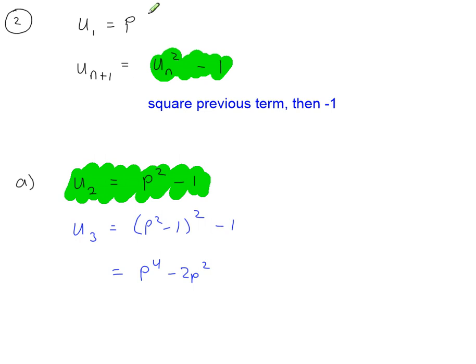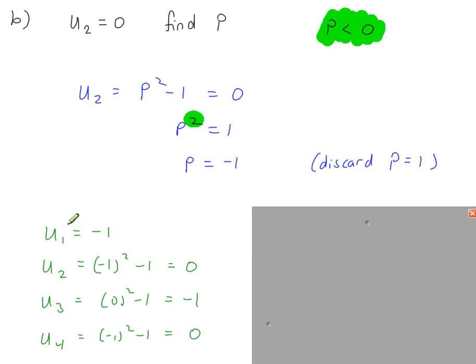So if the first term is p, and we generate the actual terms of this sequence, the first term is p, and p is minus 1. The next term is the previous term squared minus 1, which gives 0. The next term is the previous term, which is 0, squared minus 1. And you can see that the terms alternate between minus 1 and 0.